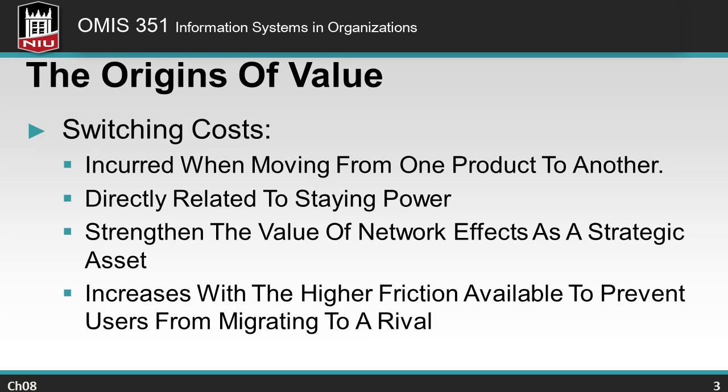For example, if you relocate from one town to another, there is the cost of moving, selling and buying property, taxes, and fees. These represent the switching cost. High switching costs discourage change and lead to increased staying power. Companies strive to strengthen the value of network effects as a strategic asset. This value increases if users are less likely to move to a rival.